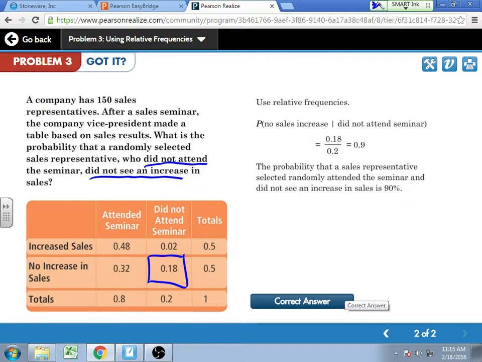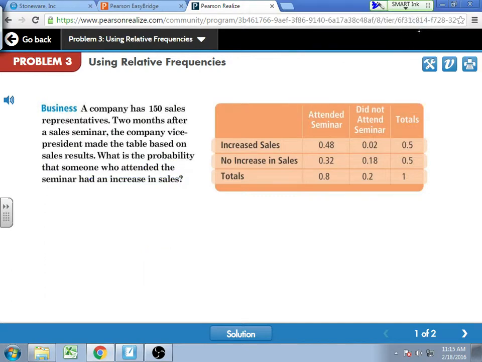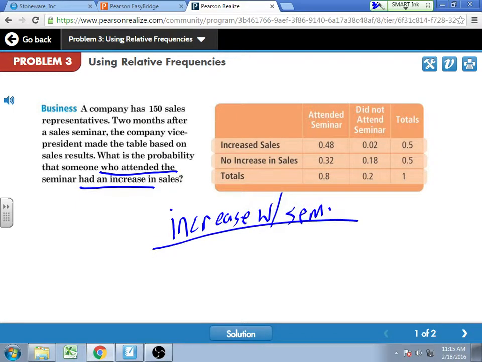So the problem here is we still have to do part divided by whole, but the whole now is assuming the group I'm looking at is the group who did not attend. So this 0.18 would be relative to everybody, not just relative to who did not attend. So did we do the first problem correctly? No. We need to go back to that problem and realize that because it's the probability that someone who attended the seminar had an increase, what I'm looking at is increase with seminar over seminar. So it was 48 over 8.